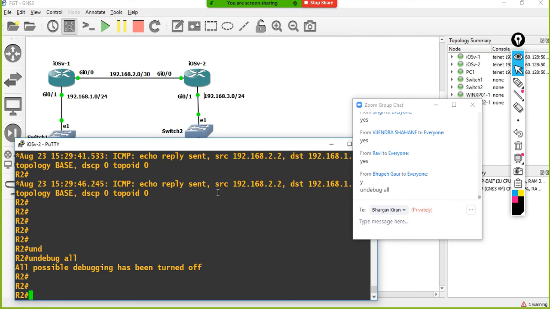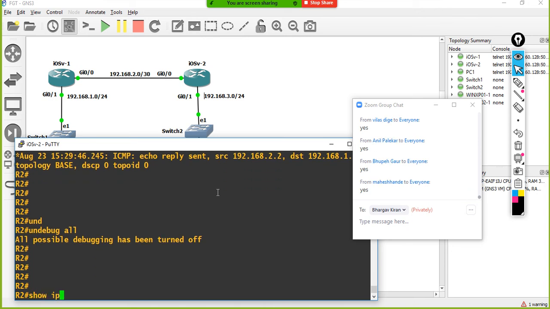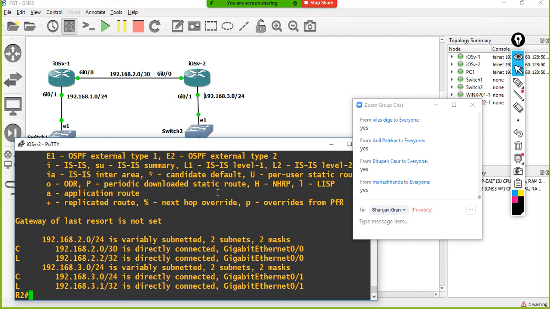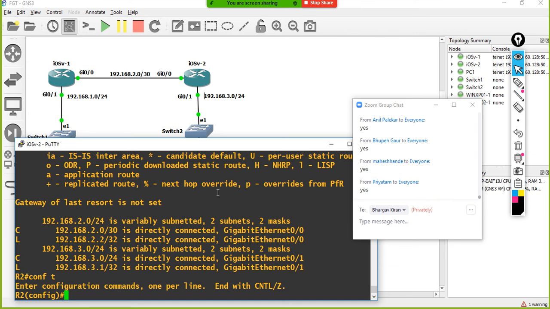Make sure that whenever you enable debug, you disable it. If you don't disable it, it will always run in the background and consume CPU and process memory. Is it clear, everybody? Guys, everybody okay or not? Yeah, it's very important. Remember that. Perfect. Now what you are going to do, type show ip route. It doesn't have a route so far. Now what you can do, conf t, help me out, guys.